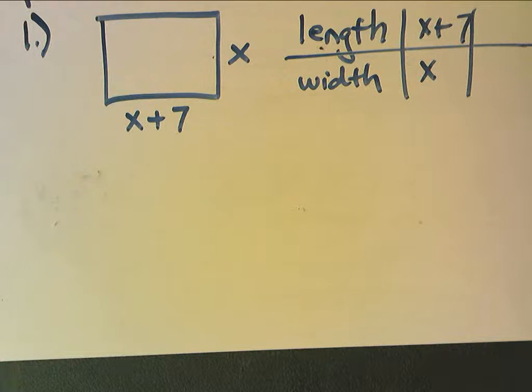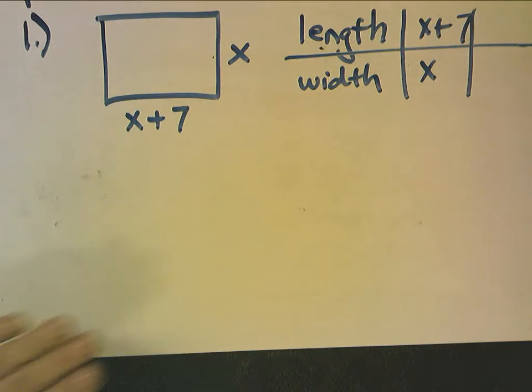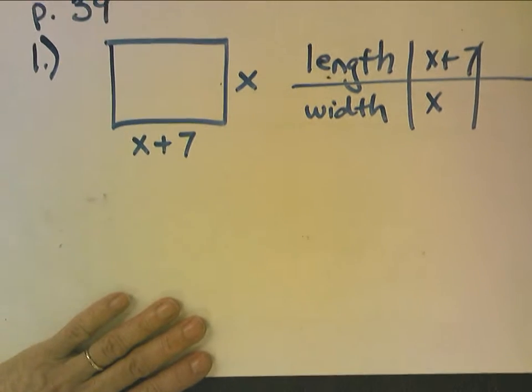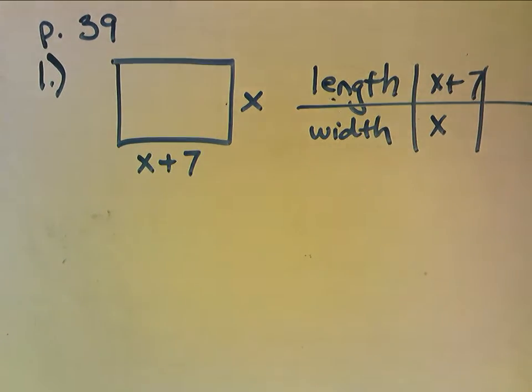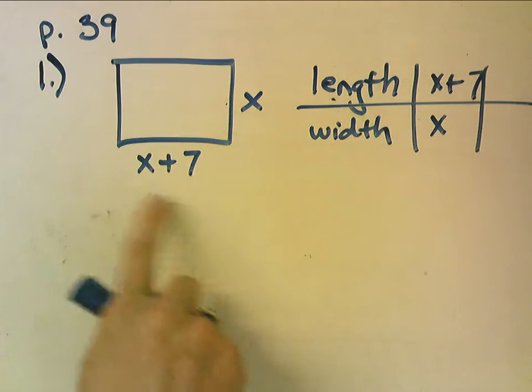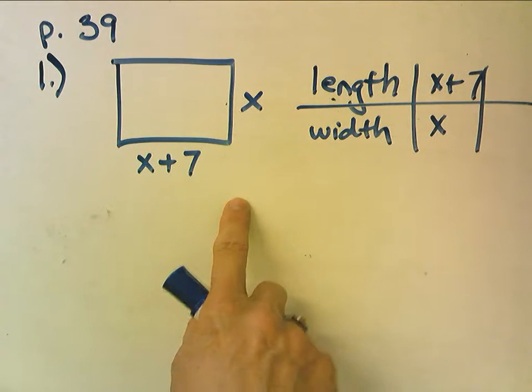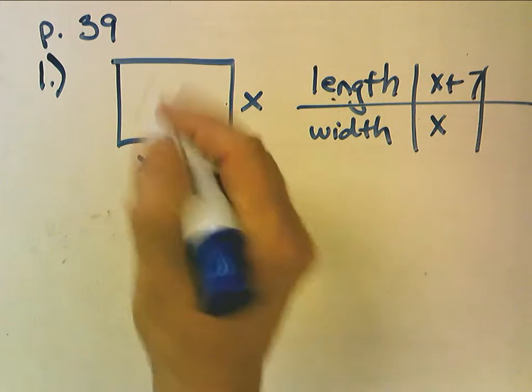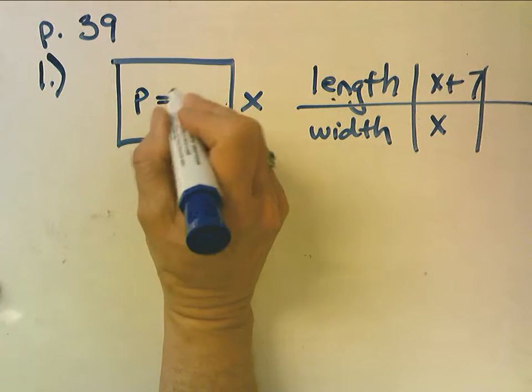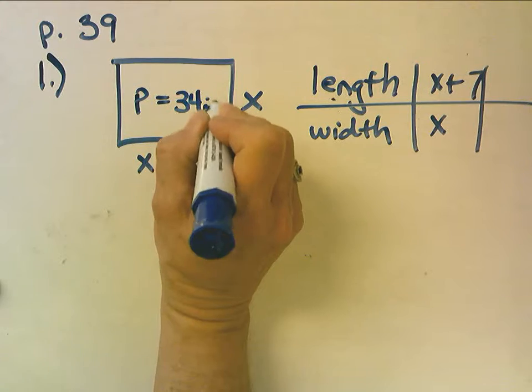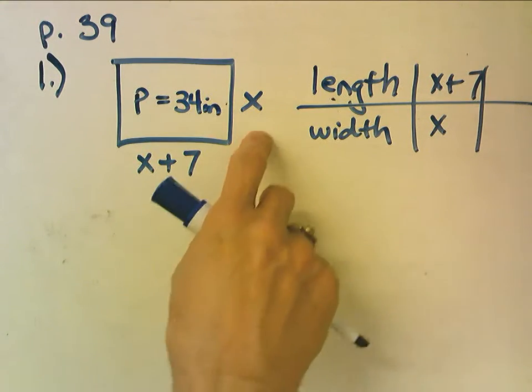Okay, if you open up to page 39 in your notes, we are going to go over how to use equations to solve some word problems. The first word problem says, you're given this picture. The length is x plus 7 and the width is x. If your perimeter is 34 inches, what is your length and your width?